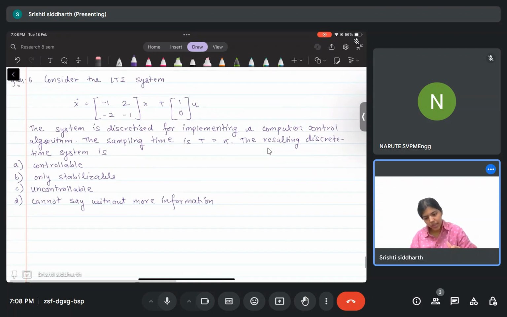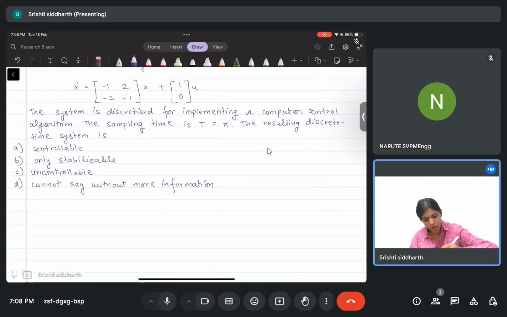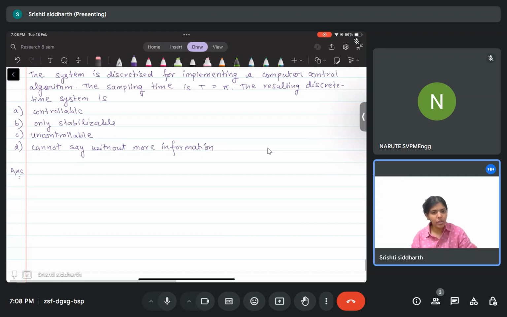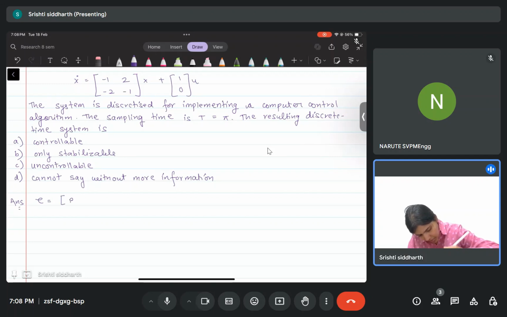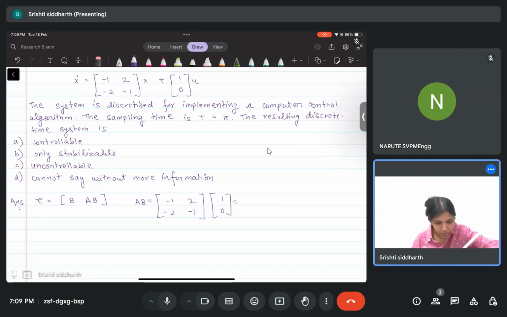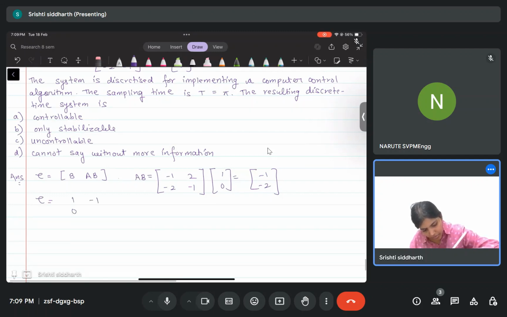So the first thing that we should check in a system which has been discretized is to find out if the original continuous time system is controllable or not. If it's not controllable, then the discretized system would also be not controllable. So let's see, we have C equals B, AB. AB is [-1, 2; -2, -1] times [1, 0], so we have -1, -2. So this is clearly controllable because the determinant is non-zero. So the pair A, B is controllable.